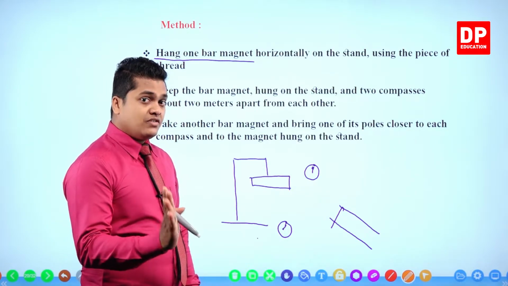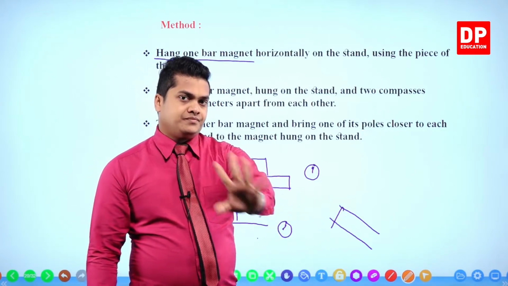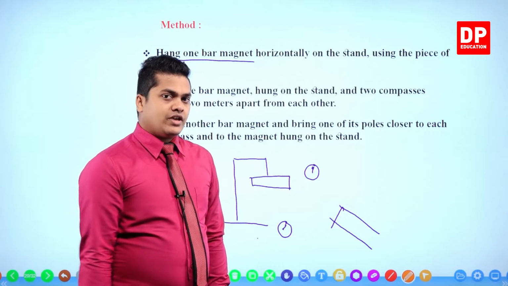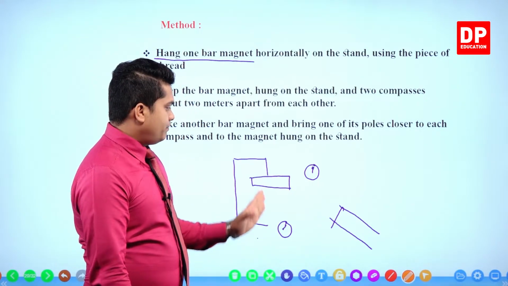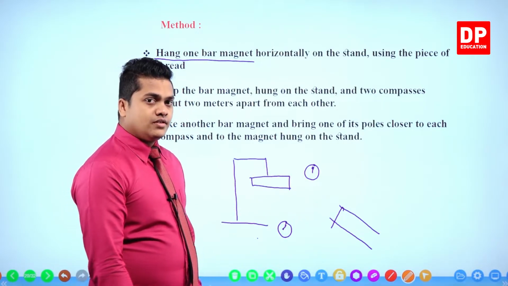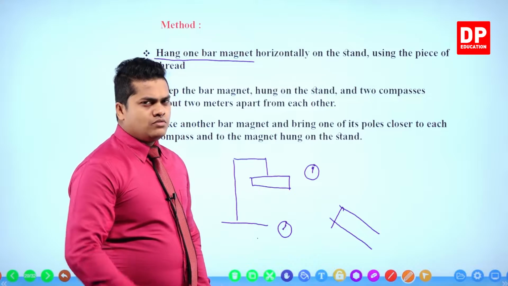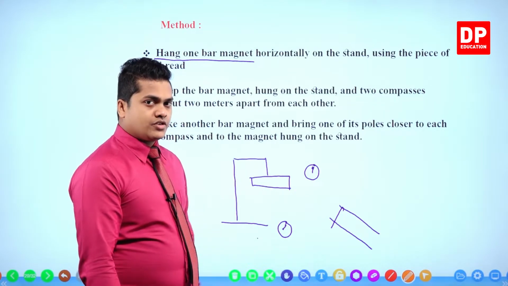Okay, you need to observe the deflection, what happens, right? Then you have to remove it, place it in a different location, and observe what happens when you place these 2 compasses and the magnet by removing this thing. You know that always it's going to point the north direction.